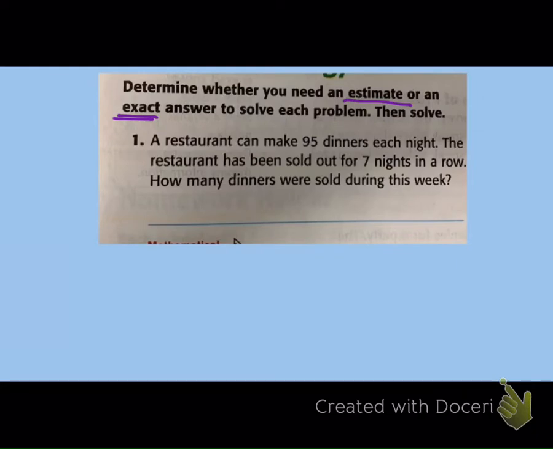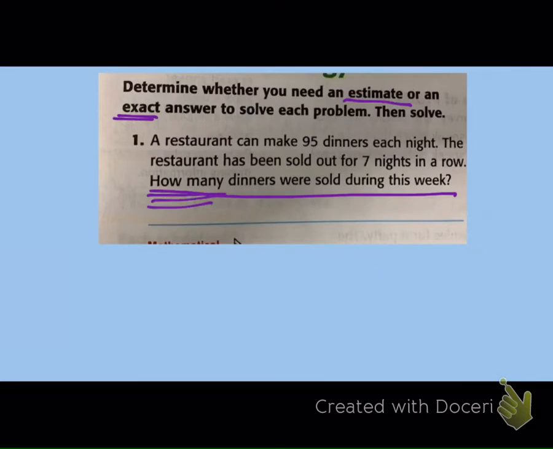Well, what is the question asking? About how many dinners were sold this week? We have that key phrase, don't we? I misread that. How many dinners were sold, not about how many.